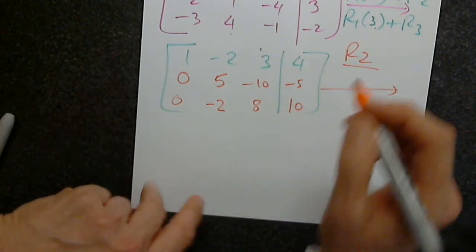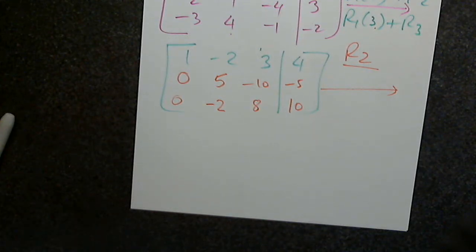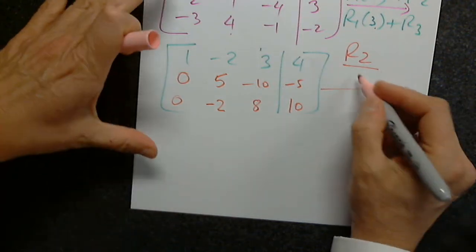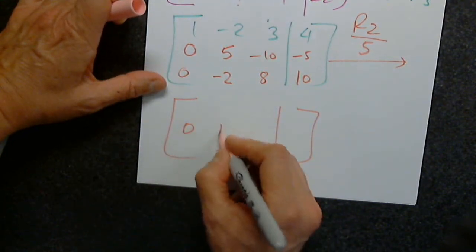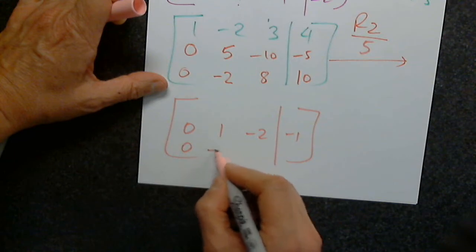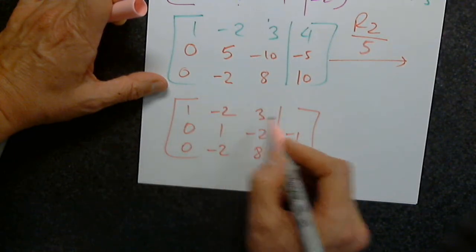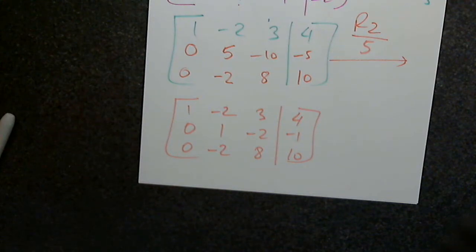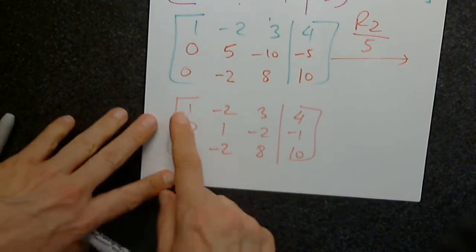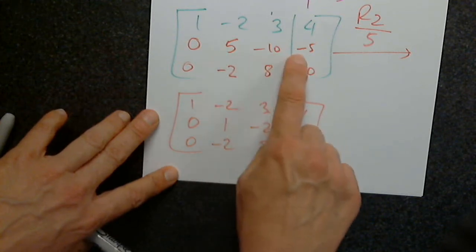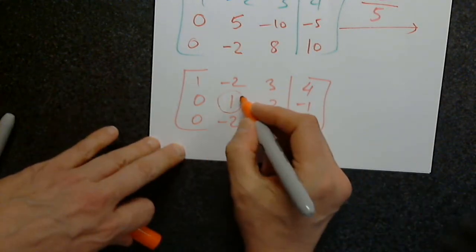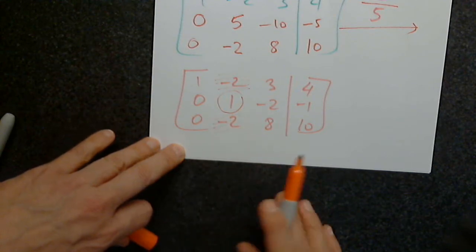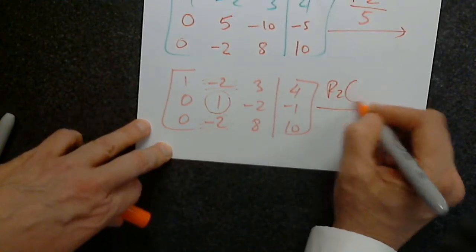Yes, I will divide row 2 now because I have to get it ready. What am I dividing it by? 5 indeed. We've done so many problems that now you know this by heart. So 0, 1, negative 2, negative 1. Is this okay so far? So I copied everything else. I only divided this row by 5. So I got 1 and negative 2 and negative 1. So now I'm using this to eliminate this and this. So I have to use row 2 twice.